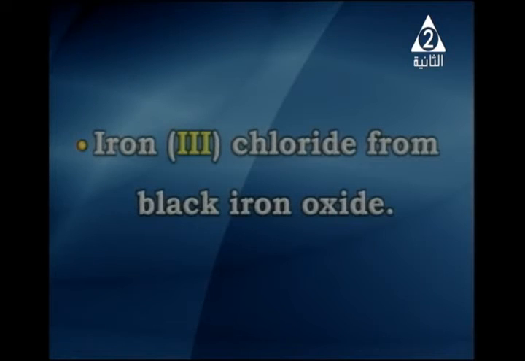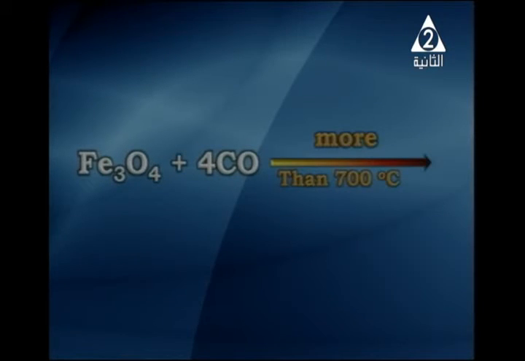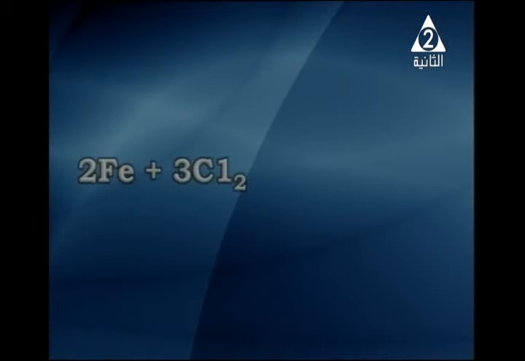Iron 3 chloride from black iron oxide. As the equation proceeds on the screen, Fe3O4 plus 4CO at more than 700 degrees Celsius, it gives iron and 4 carbon dioxide gas are produced. Then iron plus chlorine by heat gives iron 3 chloride.